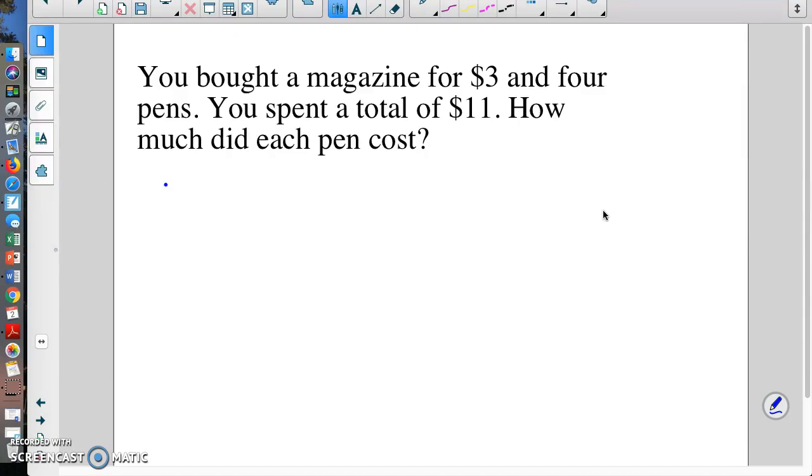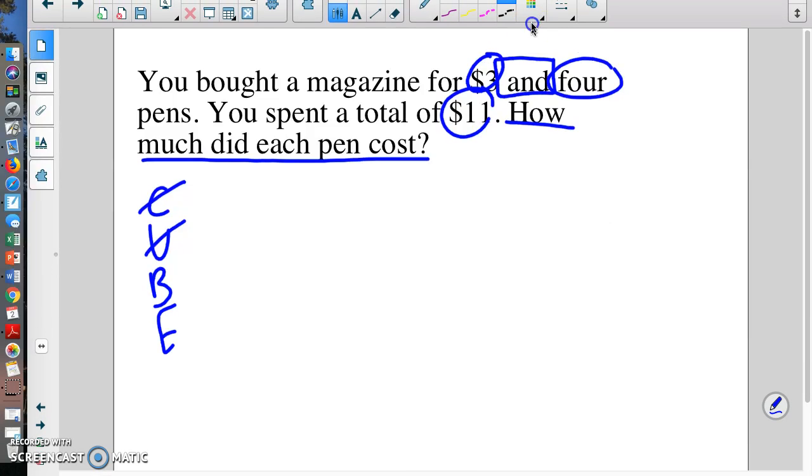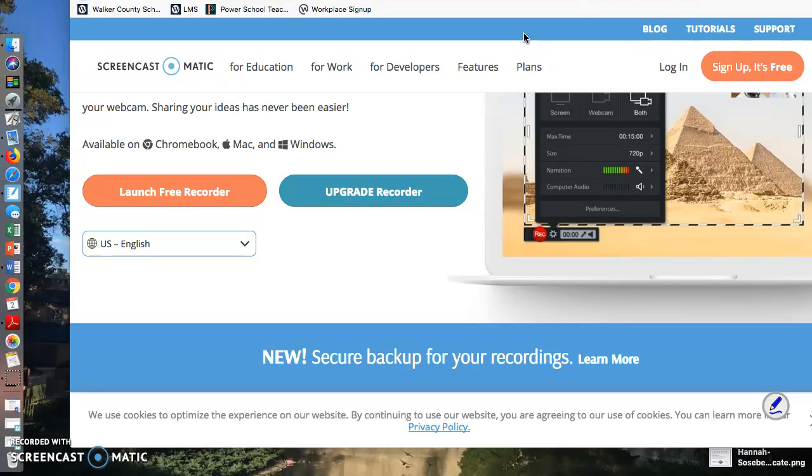So if you bought a magazine for $3 and you bought 4 pens, the total was $11. So we circled our numbers. How much did each pencil cost? We've underlined our question. And now we have to box our math words. So we bought a magazine for $3 and means to add.